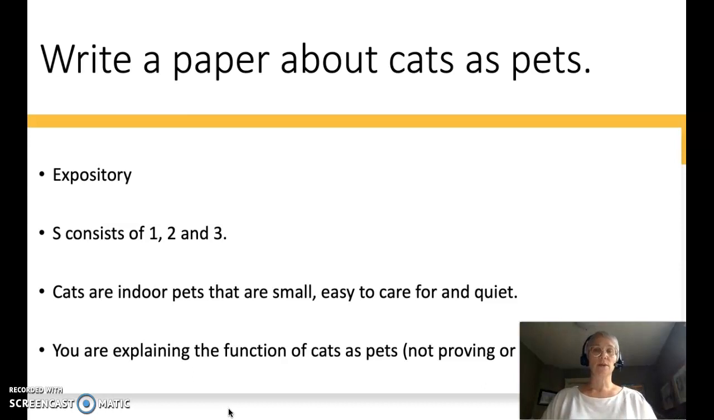For an expository paper, you're just explaining the function of cats as pets. You're not proving or arguing anything. Now, you might be asking yourself, why 3? Well, of course, most papers have 3 paragraphs. Sometimes there's more. You might have S consists of 1, 2, 3, 4, and 5, or you might just have S consists of 1 and 2, if it's a particularly short paper.